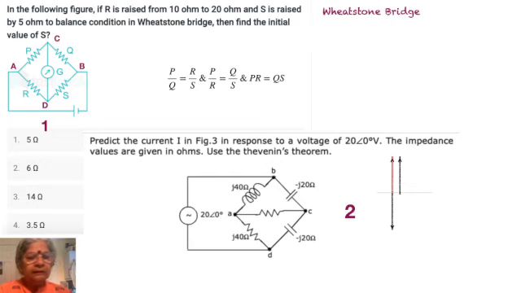Here we see the elements of a Wheatstone bridge, obviously, and let's read what is required. In the following figure, if R is raised from 10 to 20, immediately you start to compartmentalize that there are two situations. R is first 10 and then it is 20. And S is raised by 5 to balance condition in Wheatstone bridges, as is expected because balance gives rise to measurements. Then find the initial value of S.